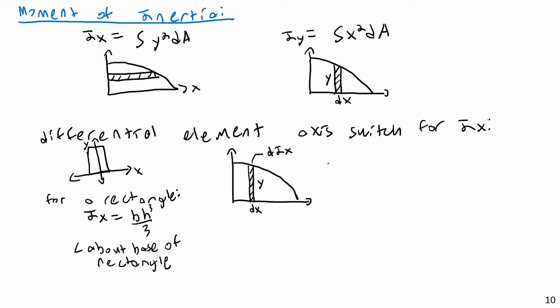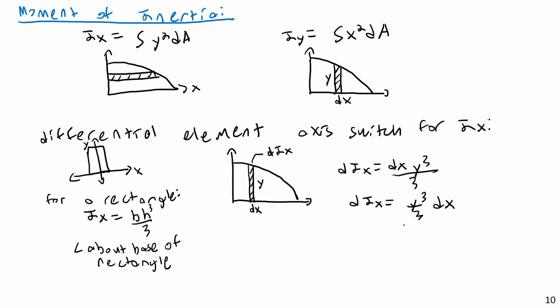And so I can then say that dIx is equal to not b, but dx there, and then not h, but y, and then the same over 3. So basically, I can say that dIx is equal to y to the third over 3 dx.